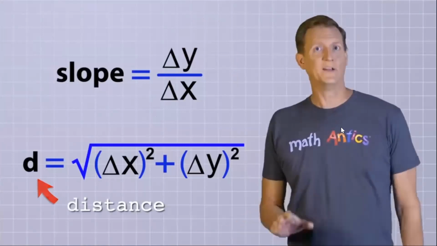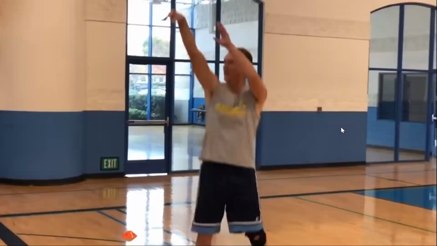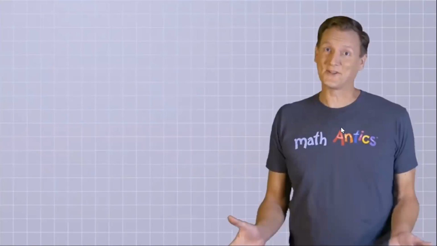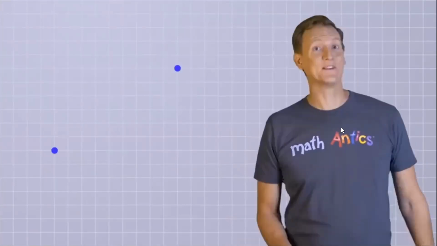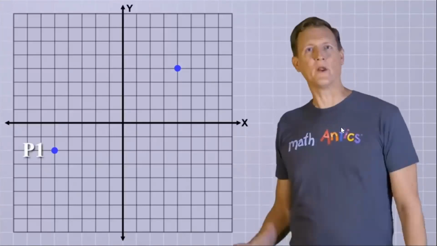To do that, the first thing we need is 2 points. Actually, I meant 2 points on the coordinate plane, but nice shot anyway. We're going to name these points point 1 and point 2.